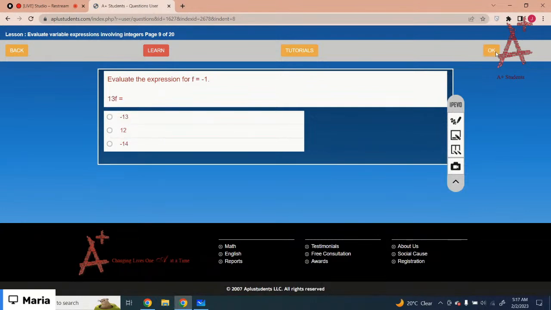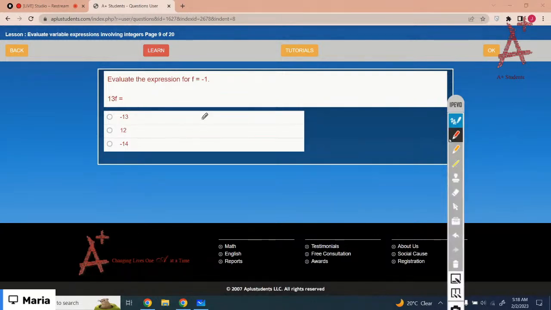Okay, the next one is 13f. Evaluate the expression for f equals negative 1. So you have to replace the f with negative 1. So it would be 13 times negative 1, and 13 times negative 1 is negative 13. Got it? So the correct option is negative 13. Just select the correct option, then click on the OK button.